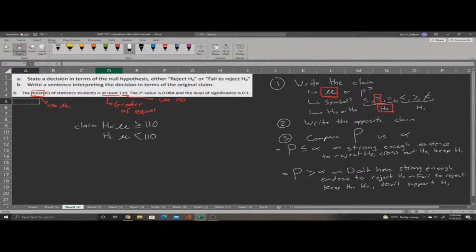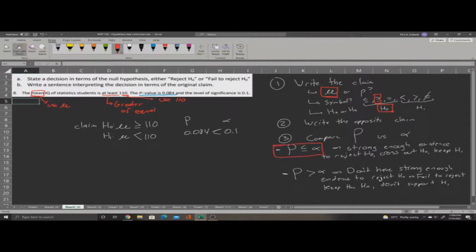Now for the third step, we compare big P against alpha. Our big P value is given later on at 0.084. The level of significance is 0.1. And this means that our big P is less than alpha. This means we go to the first option here.